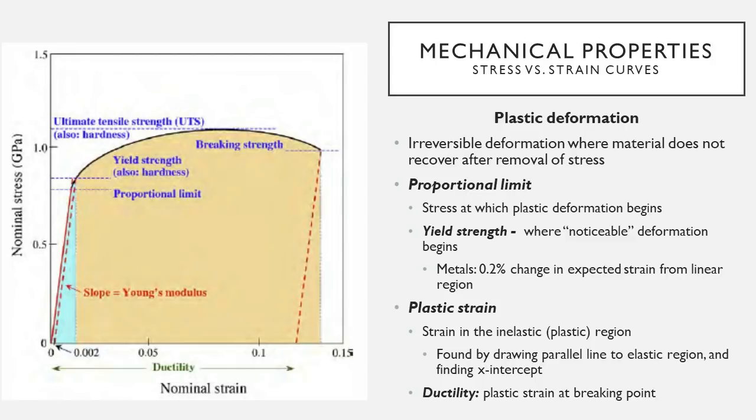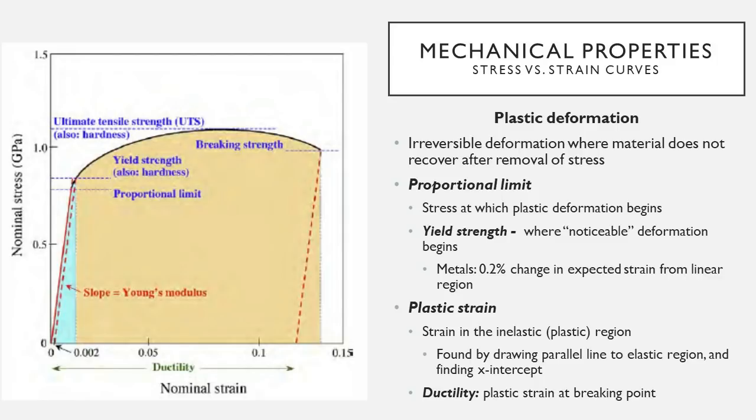Next up, we'll talk about plastic strain. So plastic strain is simply the strain within the inelastic or plastic region. And the way you find this is by drawing a line parallel to the elastic region and then finding the x-intercept along that line. If you're anywhere within the elastic region, your parallel line is going to be exactly on top, and thus your plastic strain is 0%.